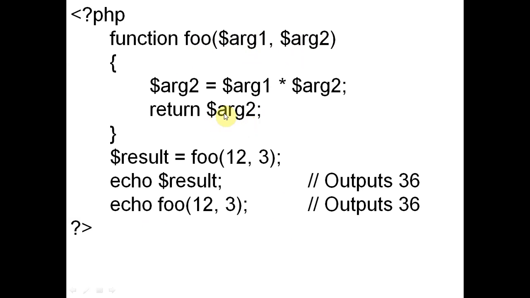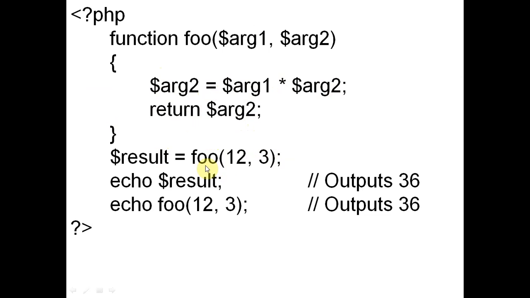Automatically it adjusts accordingly: the variable changes according to the value stored in it, and so do the data types. This is the multiplication of these two numbers, and finally the multiplication is stored in arg2, and we are returning this arg2.